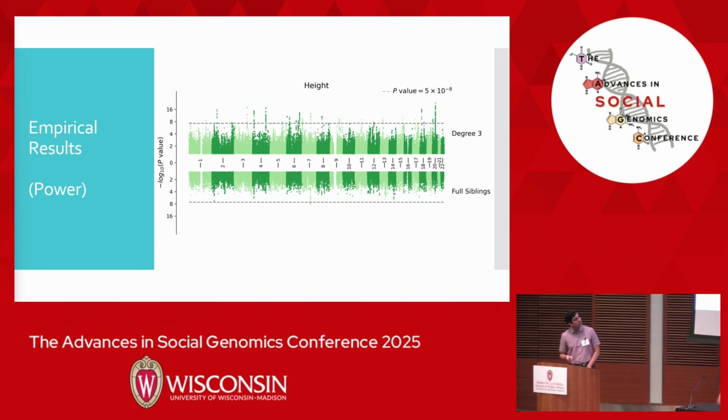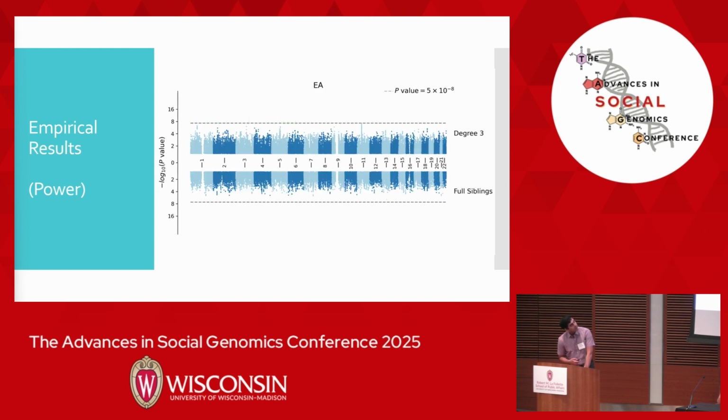We see a similar trend in height with far more significant hits at the third-degree level. For educational attainment, although there are no significant hits, we do see that at the third-degree level around chromosome 11, there are more p-values that are closer to this genome-wide significance threshold. And as GRAMMA is applied to larger and larger samples, we'll have more and more power to estimate direct effects.